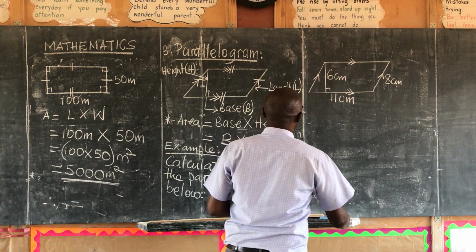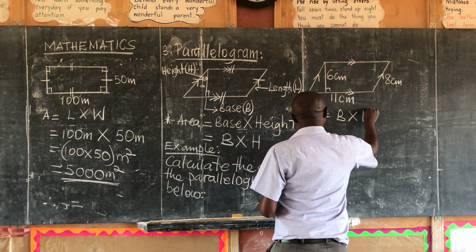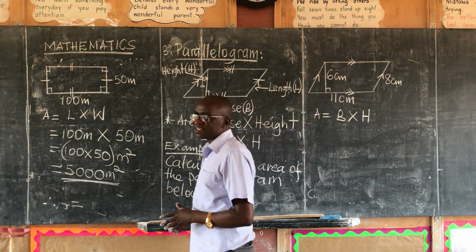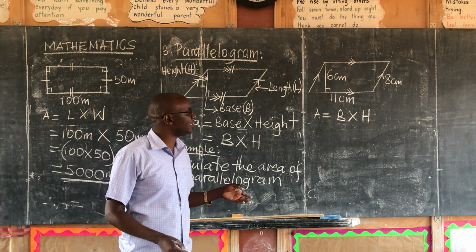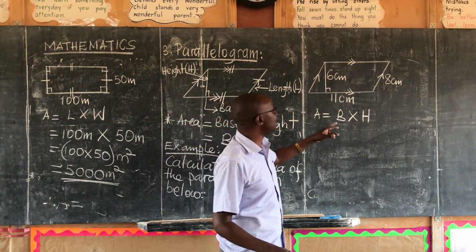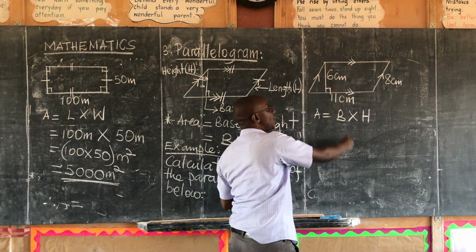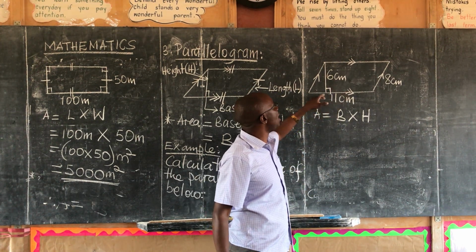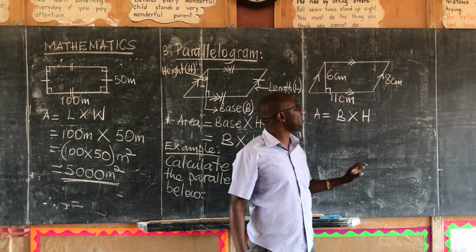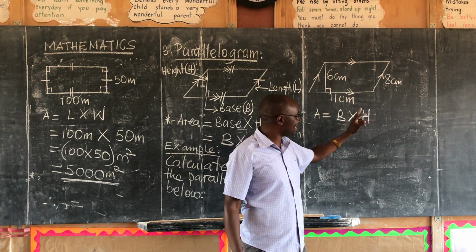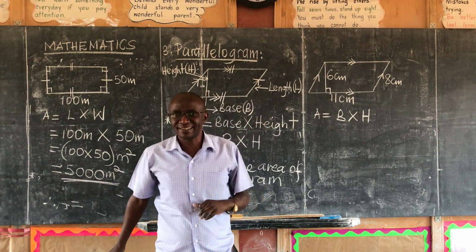Remember we've said area of a parallelogram is equal to base times height. But what you should know is you should be able to tell which is the base and which is the height. The position of the base and the height is determined by the symbol of the right angle. Where you find the symbol of a right angle is where you have the base and the height. Please, this is the length. We have said area is base times height, not base times length.